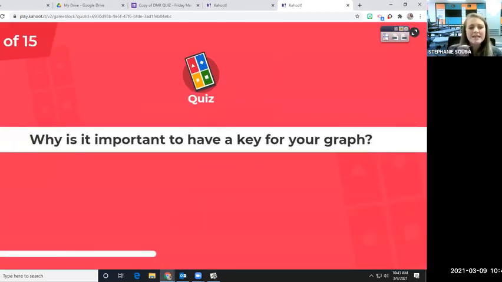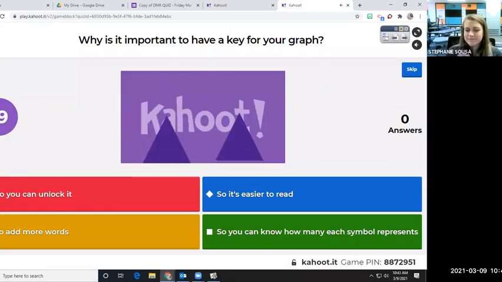2. Why is it important to have a key for your graph? Be careful.